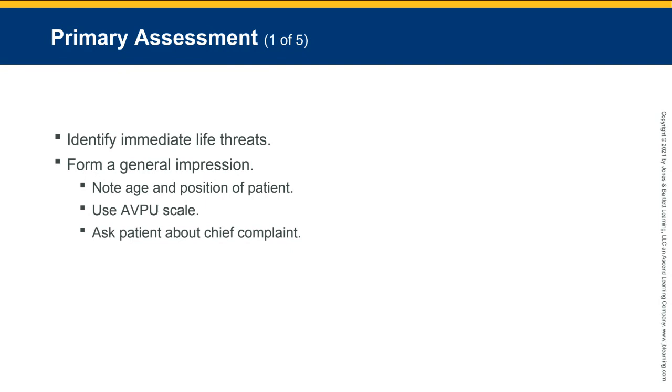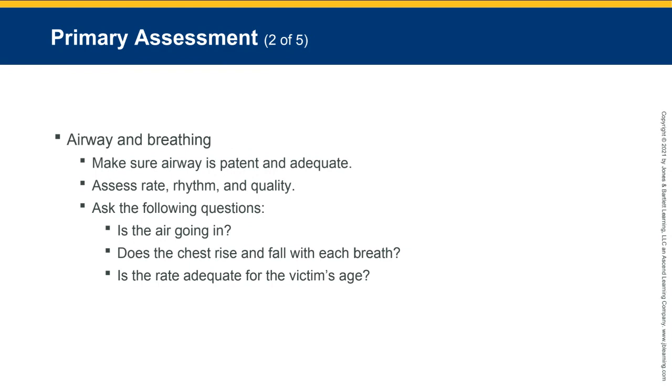And the goal is to identify immediate and potential life threats and address them. So identify immediate life threats, form a general impression of the patient and the environment. Note the age, does need to be the specific age, the developmental age group, and the position of the patient. Use your AVPU scale. Ask the patient about the chief complaint.